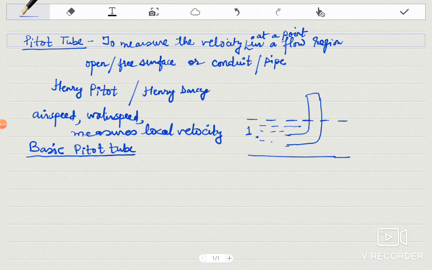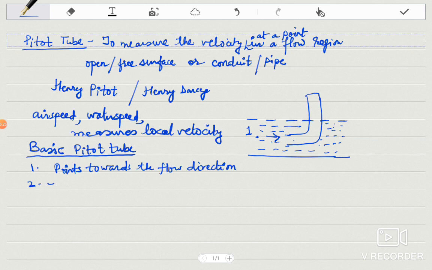Let there be some liquid flowing in this region. So first of all, I am talking about the shape. This is the shape of the basic Pitot tube. It points towards the direction of flow. So this is the flow direction, and it faces it.